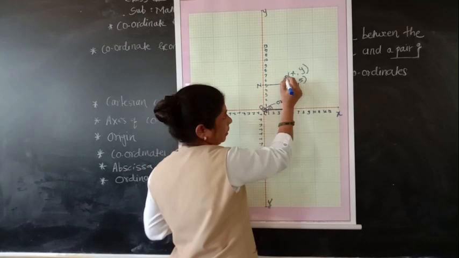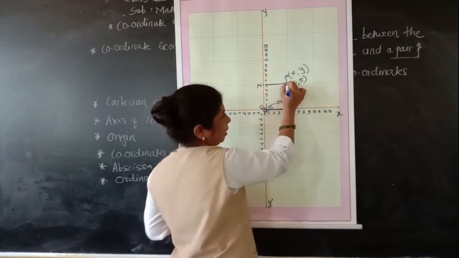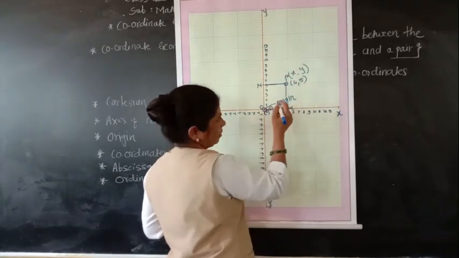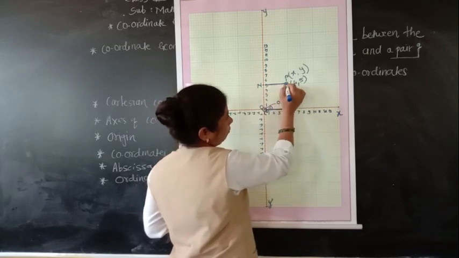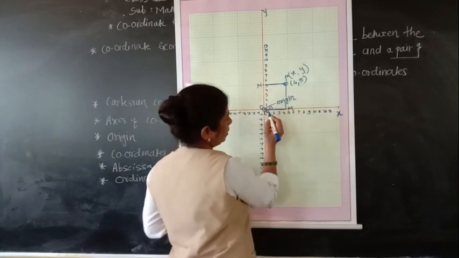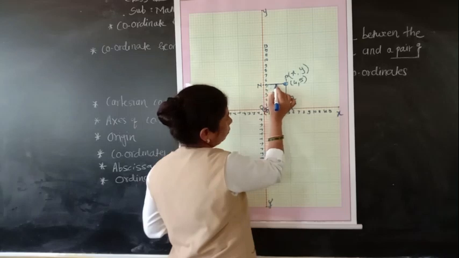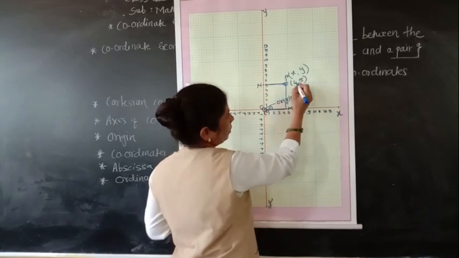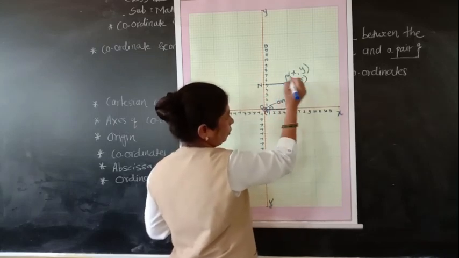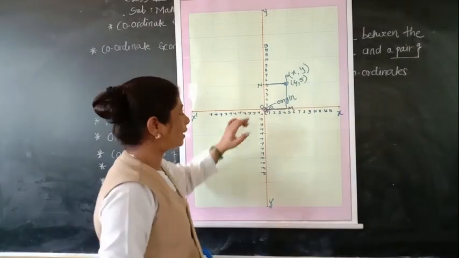This is the P point. So the distance of P from the y-axis. If we have to read this distance, how much is it? 1, 2, 3, 4. It is 4. So 4 units, or we can say 4 centimeters, right?